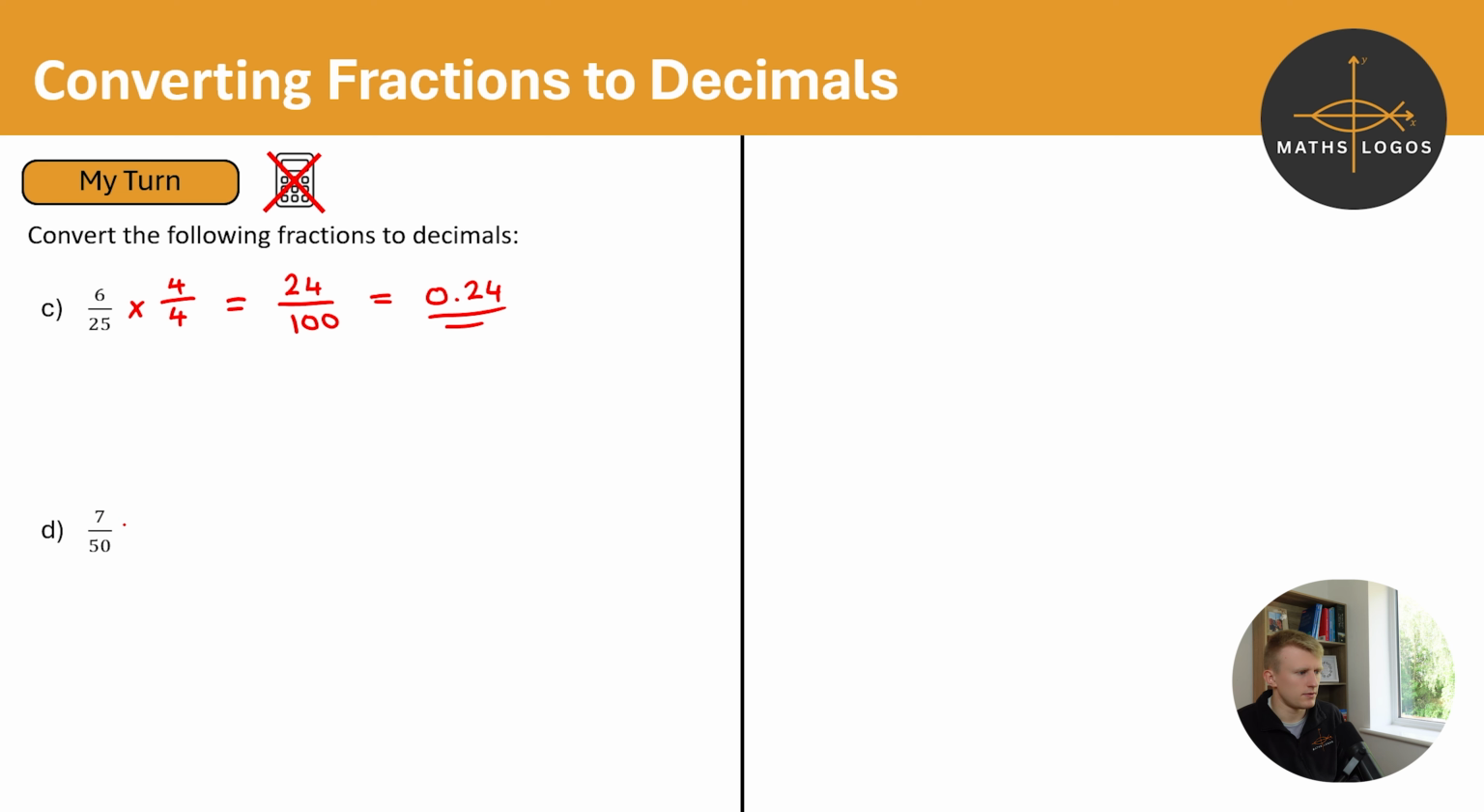Next example is 7 50ths. Again, I can go up to 100, that's the nearest power of 10. I can do 7 multiplied by 2 to give me 14, and I can do 50 multiplied by 2 to give me 100. This is what we call a decimal fraction because the denominator is a power of 10, and I can then just use place value. I have a decimal 0.14.